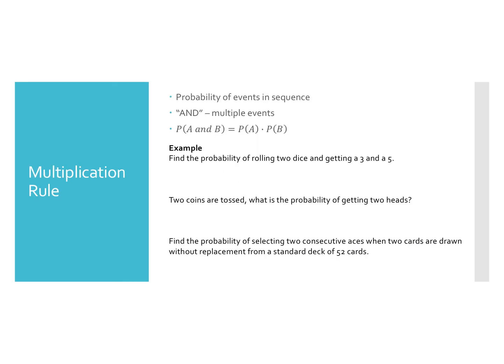When we start talking about multiplication of events, these are probabilities of events in sequence, or multiple events, and we just multiply them together. So if we find the probability of rolling 2 dice and getting a 3 and a 5, the first 6 represents the first die, and the second 6 represents the second die, which would give us 1 over 36. If we toss 2 coins, what is the probability of obtaining 2 heads? Well, the probability of the first coin being heads is 1 over 2, because you have 1 head, 2 outcomes, and the same with the second coin. So this would be 1 over 4.